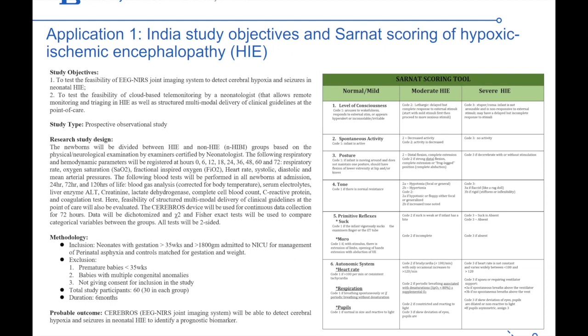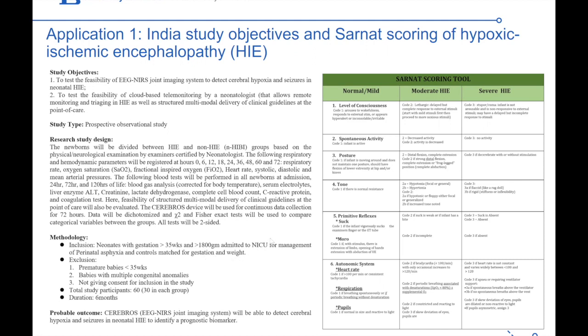In India, this study was funded by the Gates Foundation, and we had neonates with gestation greater than 35 weeks and greater than 1800 grams. This was done in an ICU setting. We are now working on a community setting. It was done in an NICU setting where these neonates were admitted for the management of perinatal asphyxia. And also we had the controls, who are babies matched for gestation and weight.